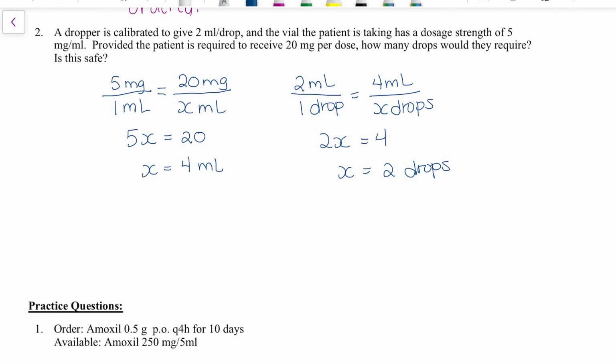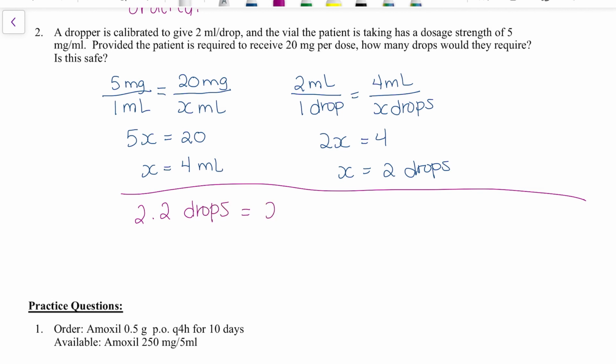Now let's say that your answer here got you 2.2 drops. You're going to round to 2 drops, right? But now you need to figure out that 10% variation. You're then going to look at, well, how much medication does 2 drops give? And then, so how many milliliters is that? Therefore, how many milligrams is that?